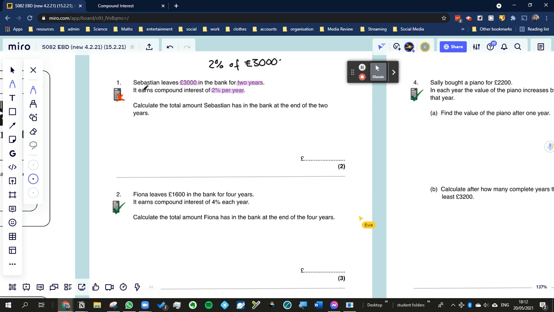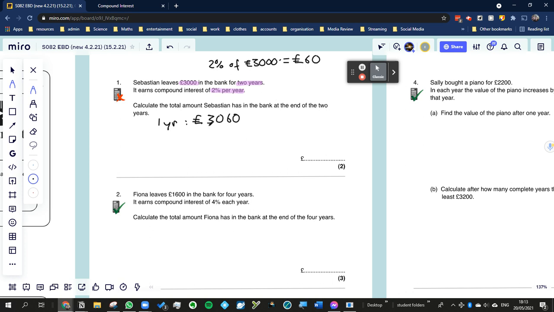Okay, so we're not using a calculator for this question. So 1% of 3,000 would be 30. So 2% is going to be 60. So I say 2% is going to be £60. So therefore, after one year, so 1 year has passed, and the new amount that they've got is £3,060.